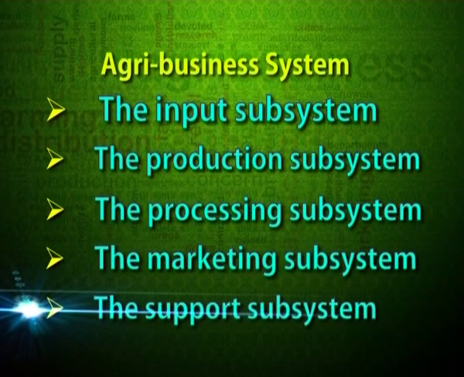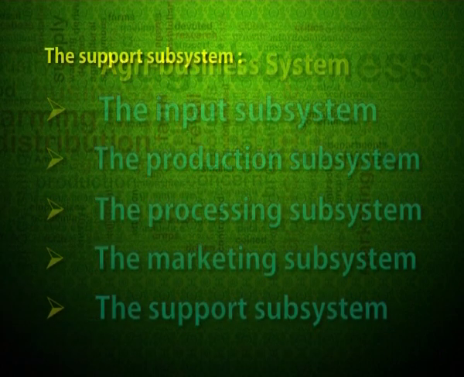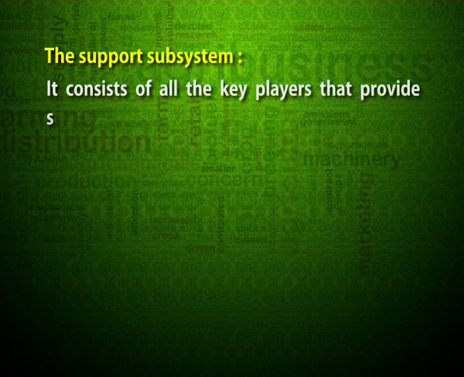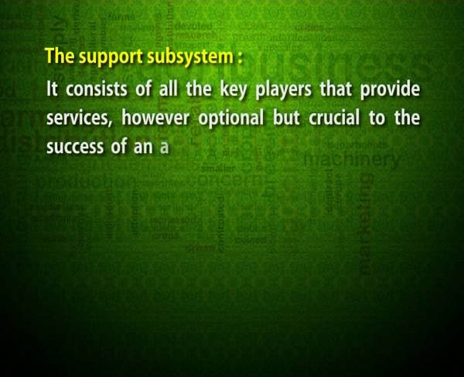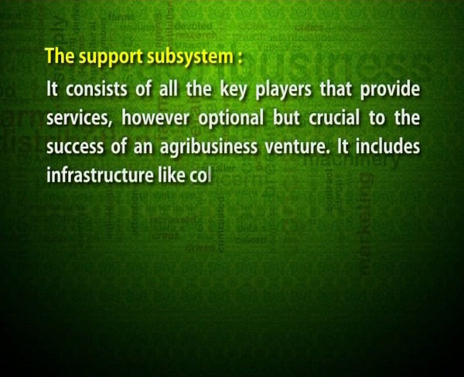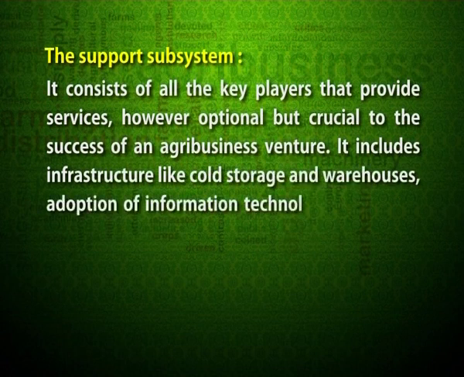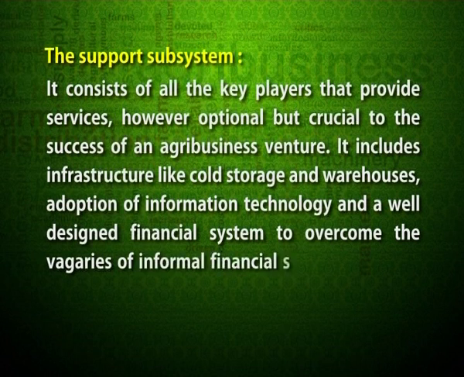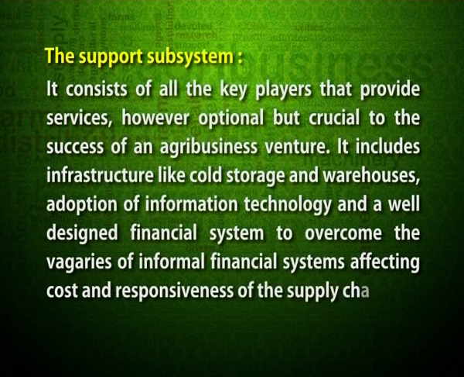The support subsystem. It consists of all the key players that provide services, however optional but crucial to the success of an agribusiness venture. It includes infrastructure like cold storage and warehouses, adoption of information technology, and a well-designed financial system to overcome the vagaries of informal financial system affecting cost and the responsiveness of the supply chain.